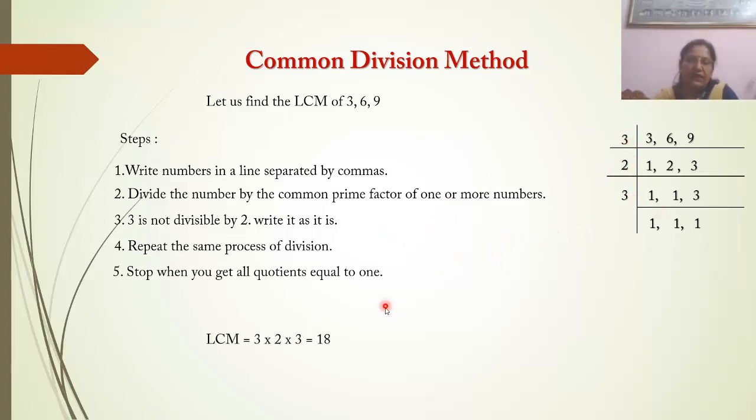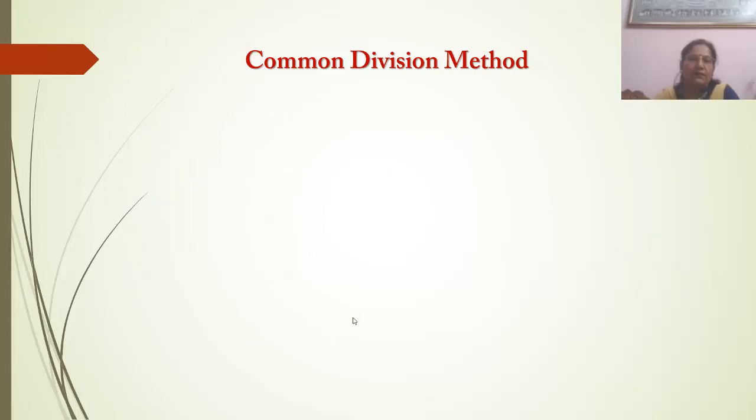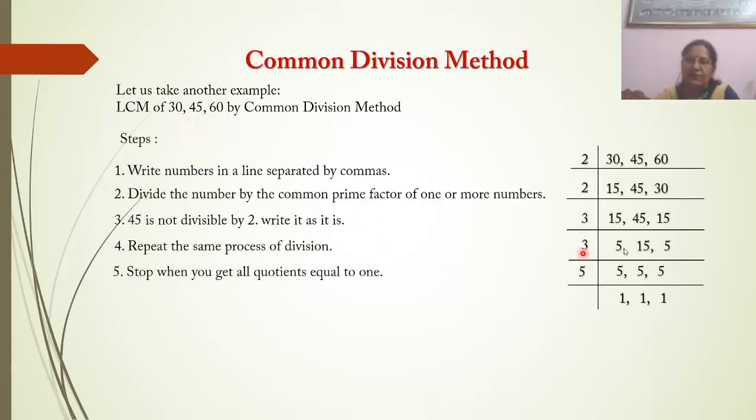We can take another example of the common division method. Let us take the numbers 30, 45 and 60. So what steps are we going to follow? The same procedure. We will separate all these three numbers by commas and we will take a prime factor.